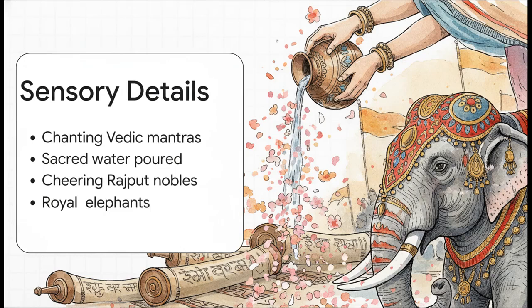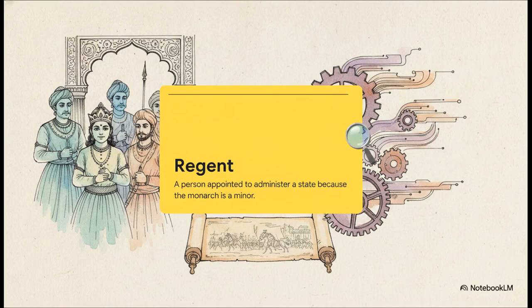Notice how highly specific sensory details are engineered to visualize the sheer weight of this event. It's a complete sensory overload. It's the sound of priests chanting ancient Vedic mantras, the visual of sacred water being poured, the texture of flower petals, and the massive scale of royal elephants. The creator uses all these layers to make us realize that this boy is now the center of a very vast, very loud universe.